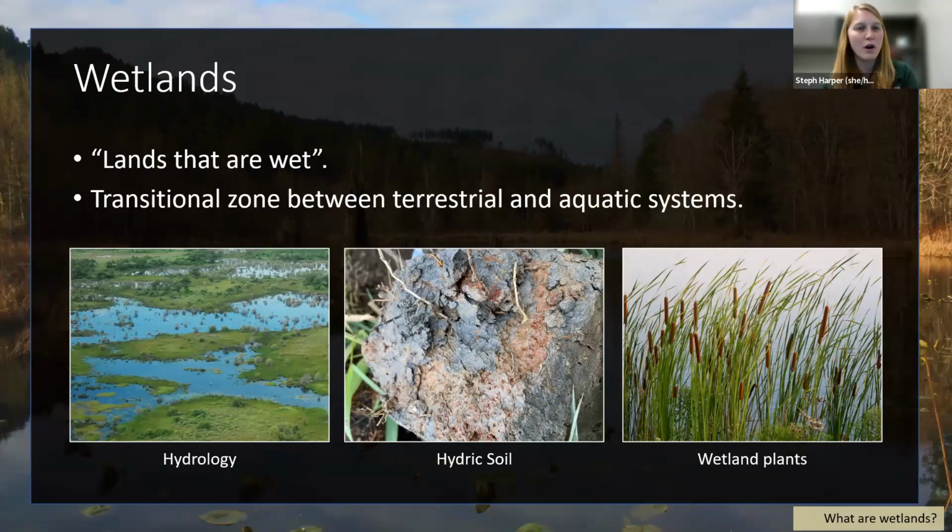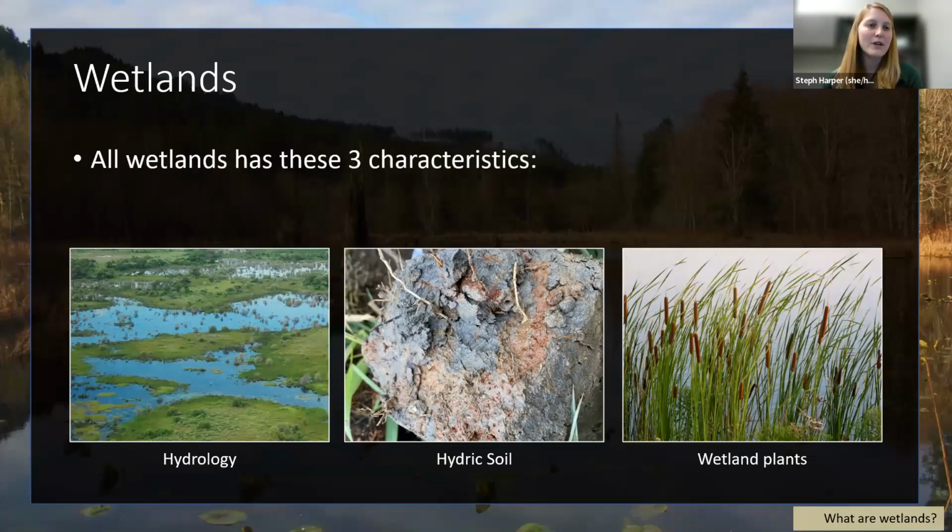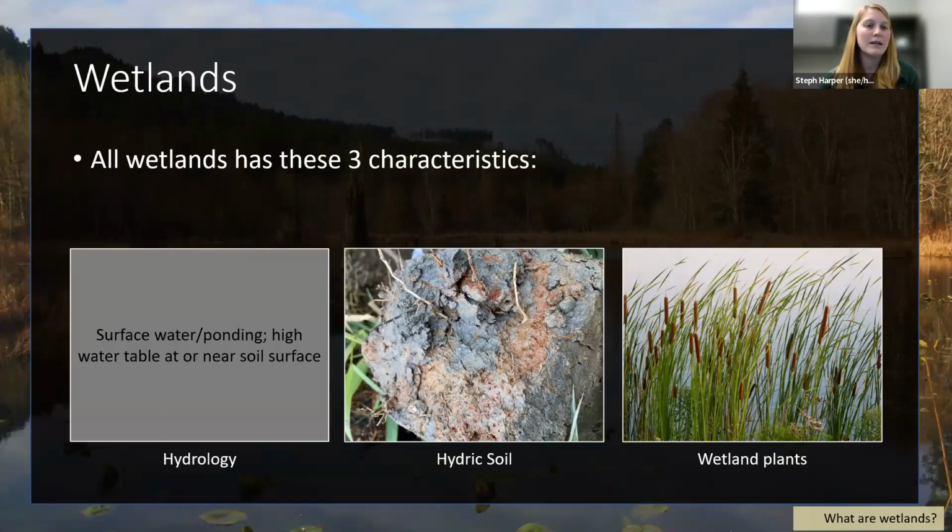And hydrology, water, is very, very important, and that kind of leads all of the other characteristics that we have. So a wetland has these three characteristics. In fact, to identify a wetland, we need to make sure that there is proof of all three of these. Again, hydrology is leading these other characteristics as well. And that could be surface water or ponding, or certain wetlands may simply have a high water table where that water is at or near the soil surface.